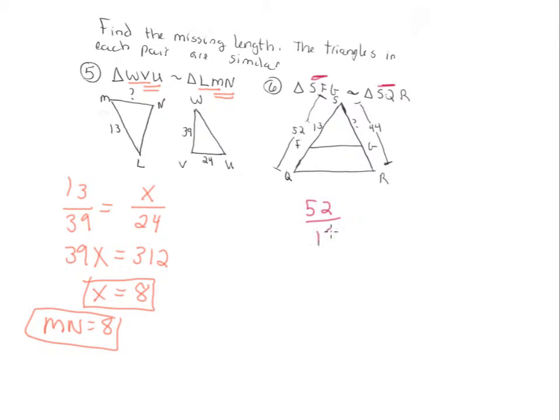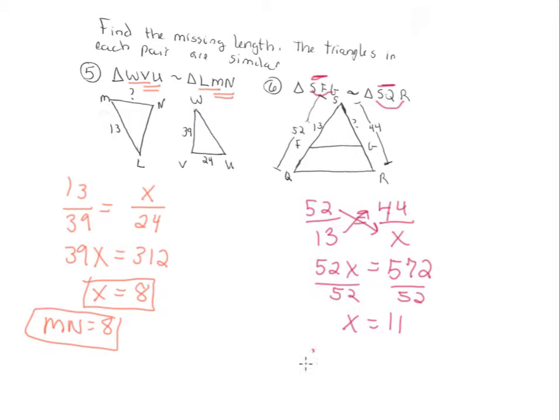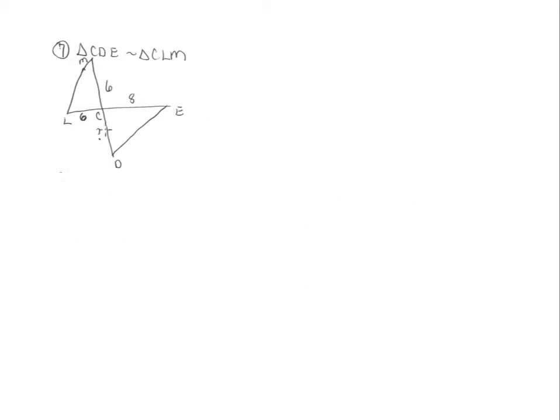We're going to do the same thing in number 6, doing the corresponding sides, simplifying them down. Set up a proportion, cross multiply with our proportion. And we end up that x is equal to 11. So therefore, our length of ST is equal to 11. Notice I don't put a line over it because I'm doing the measure of that side. Okay. Number 7, we're going to do the same thing.